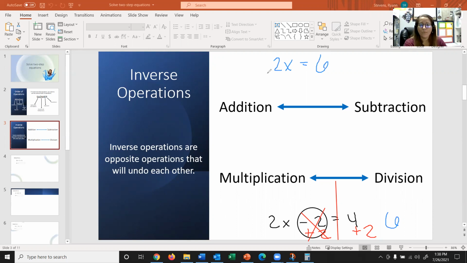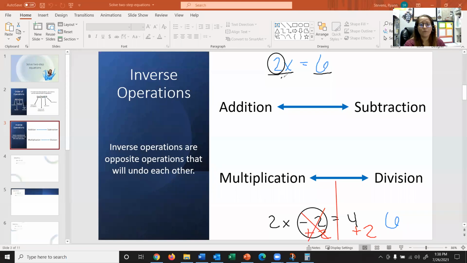And so in this case, think about it this way. If we knew what the variable was, so if we knew what x is equal to, we would actually take this number in front, 2, and multiply it by whatever that number is. So this is telling us that we have multiplication. So that means our inverse operation is going to be to divide. And when we divide, we want to divide whatever number is with this variable because we want to get the variable by itself, is our main goal.